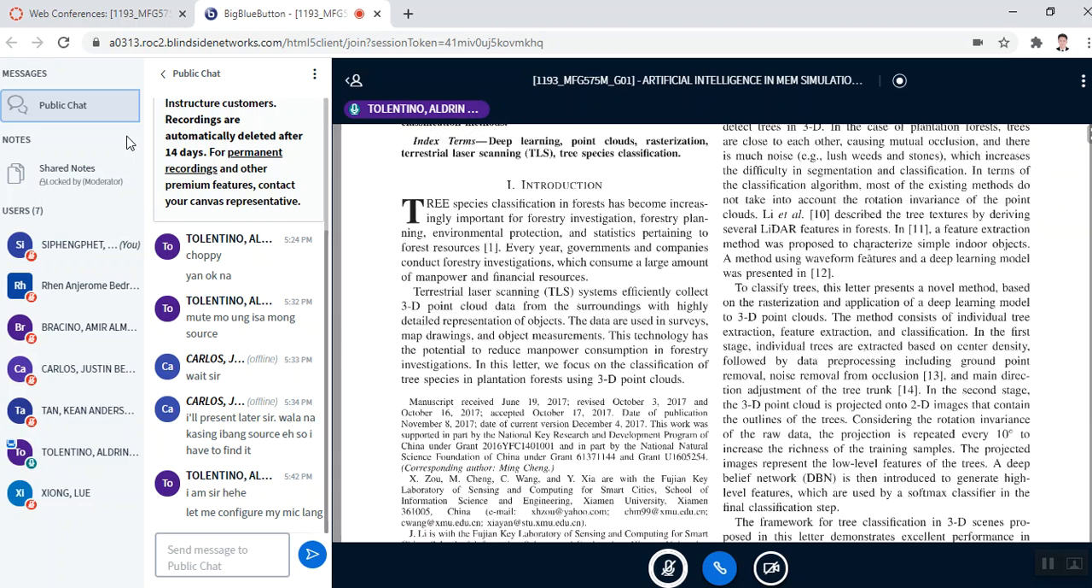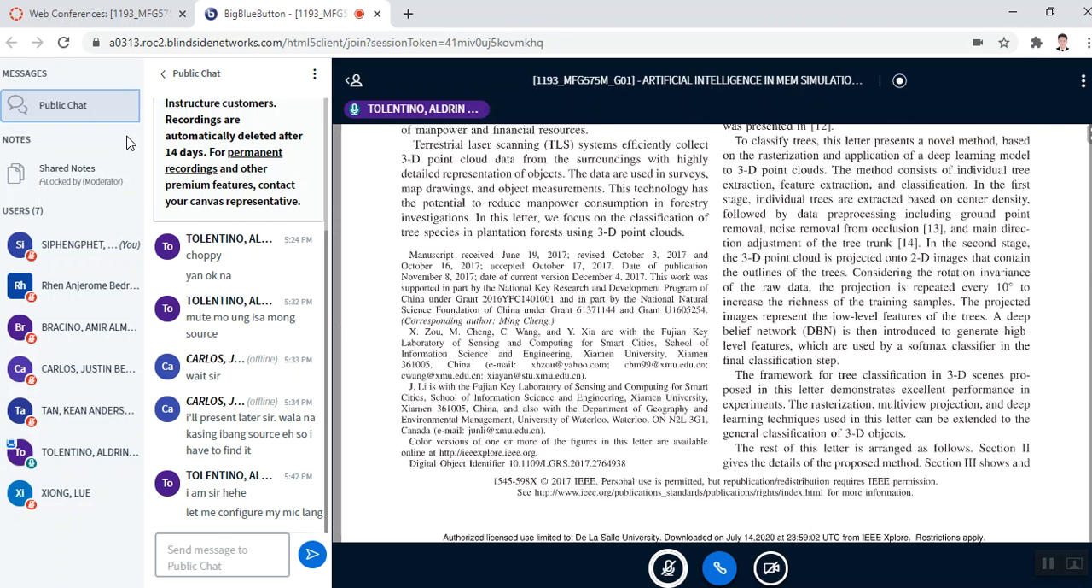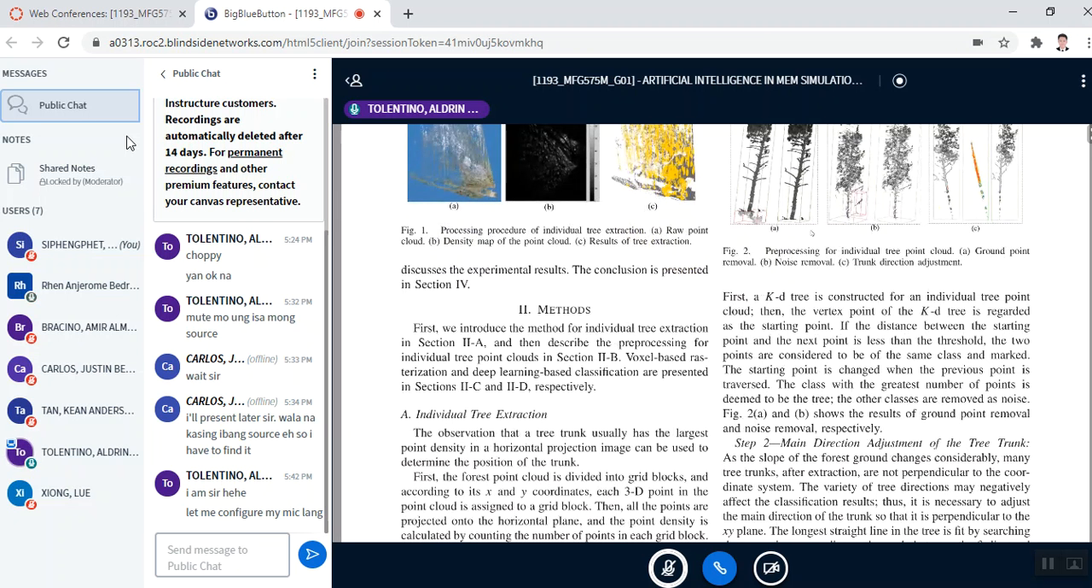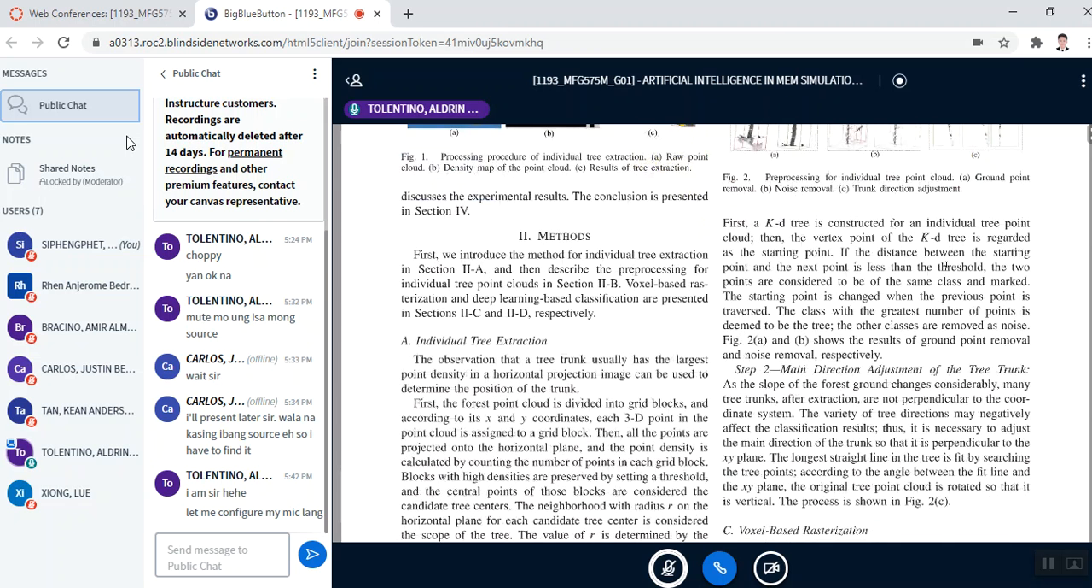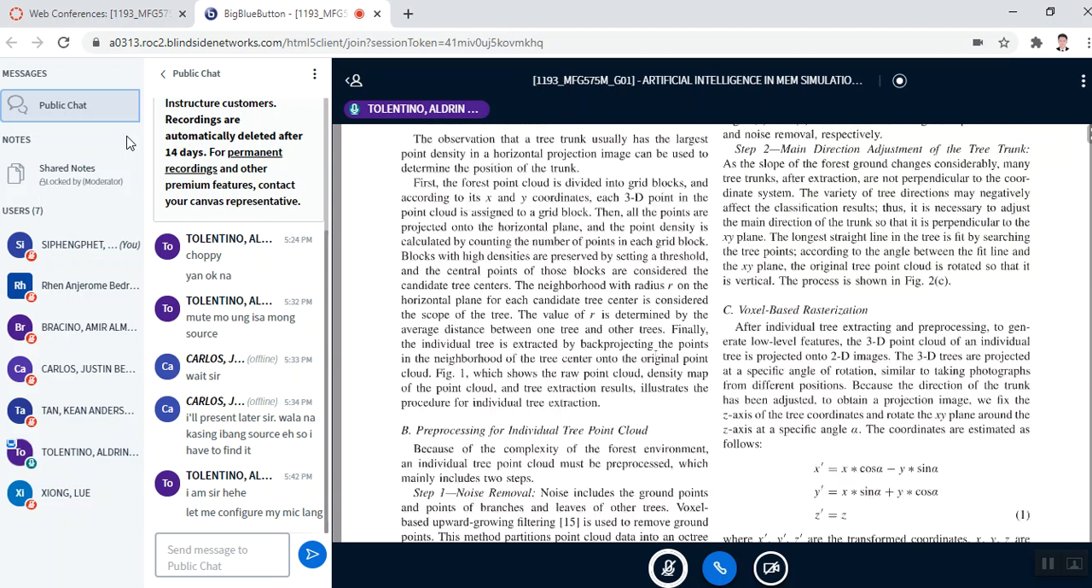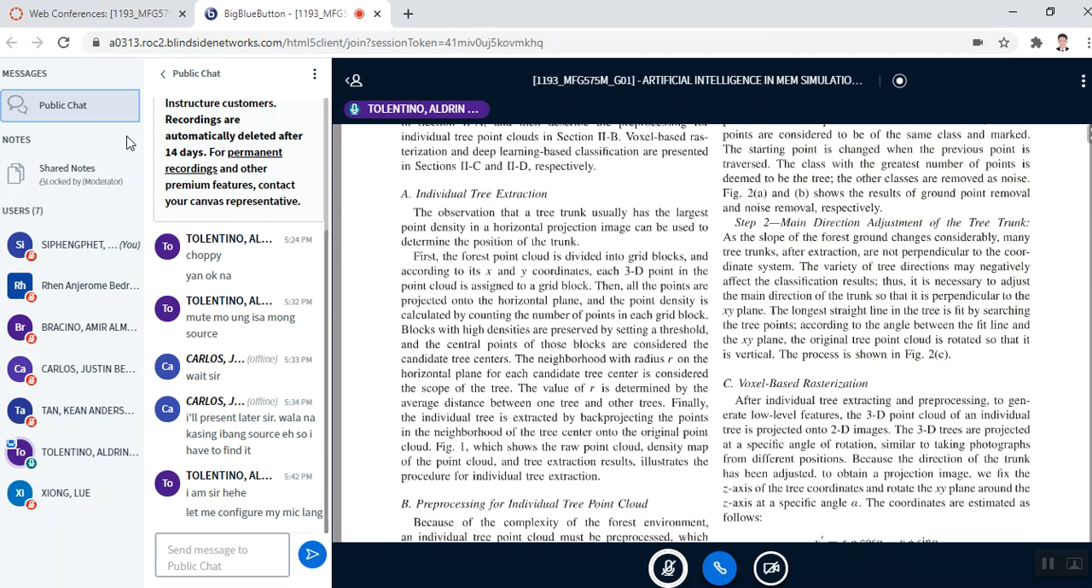He cited various papers with different techniques in classifying trees, but here in his methodology we can see what he did. Basically, in his methodology he has three steps. First is the individual tree extraction, which is basically the data gathering for the model. And then the next step is he has to pre-process the data, which is basically the data cleaning.